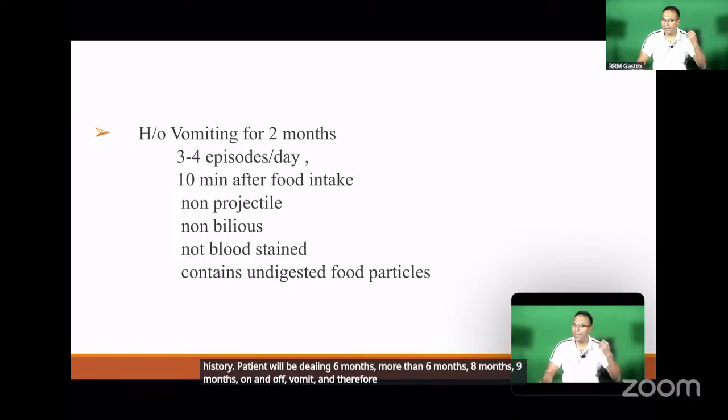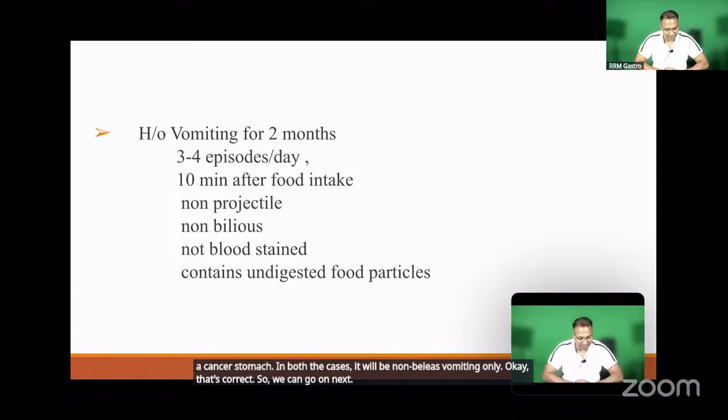Vomiting will be non-bilious in both cases. Please remember, either it is a peptic ulcer disease or a cancer stomach, in both the cases it will be non-bilious vomiting only. Okay, that's correct. So we can go on next.